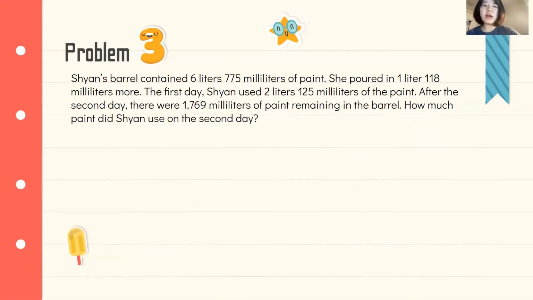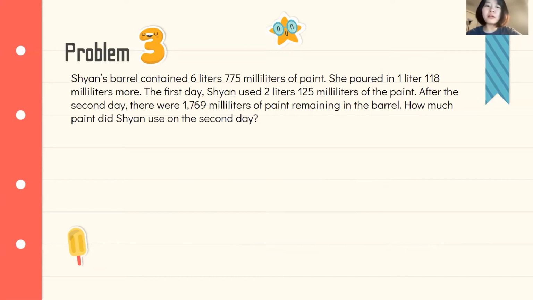Okay, and our third question. Shane's barrel contained 6 liters, 775 milliliters of paint. She poured in 1 liter, 118 milliliters more. The first day, Shane used 2 liters, 125 milliliters of the paint. After the second day, there were 1,769 milliliters of paint remaining in the barrel. How much paint did Shane use on the second day?